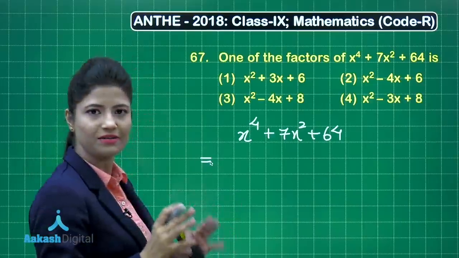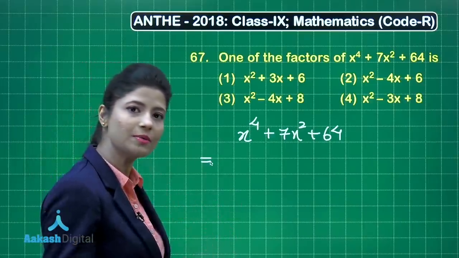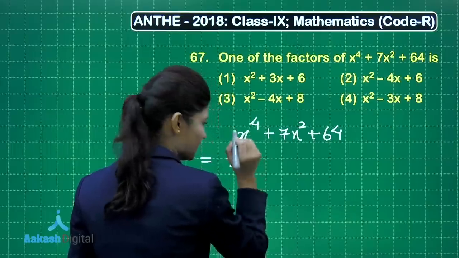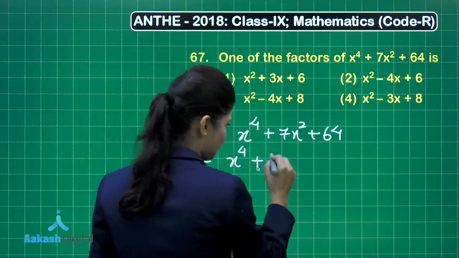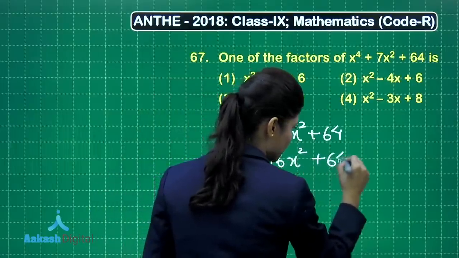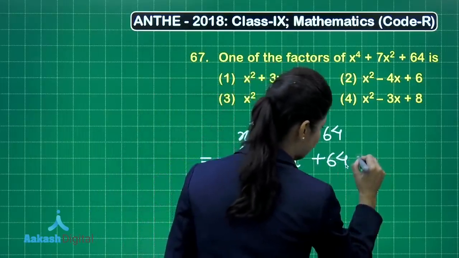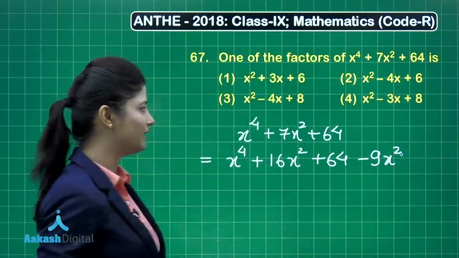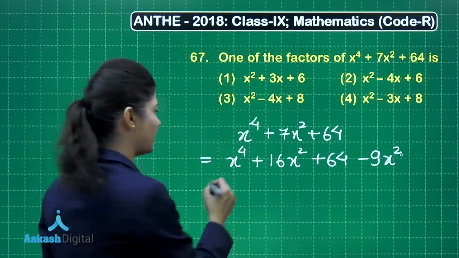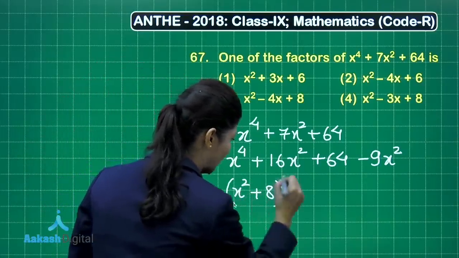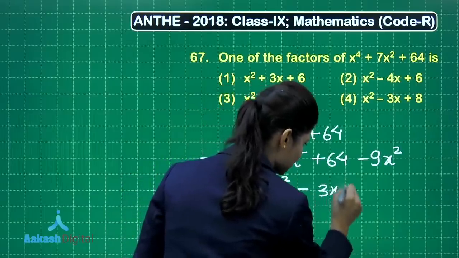So it cannot be factorized quite easily using the middle term splitting or factorizing. So let's simplify it. So we have x raised to the power 4. If I put here 16x squared plus 64, then I will be subtracting here 9x squared. So I have added and subtracted 9x squared to obtain here 16x squared. This gives me here (x squared plus 8) whole square minus (3x) whole square.